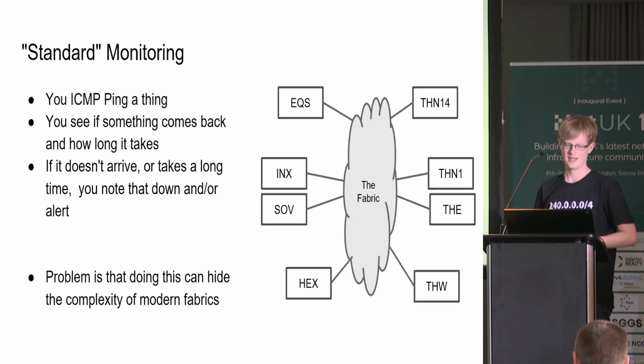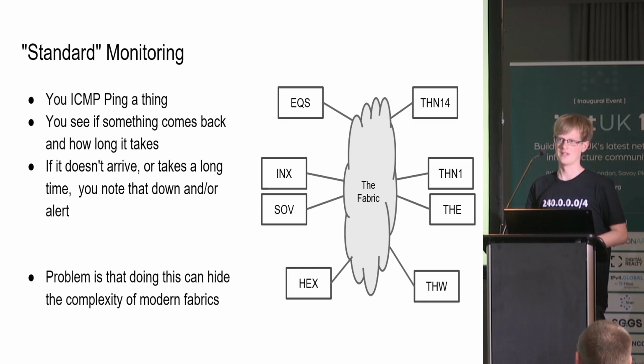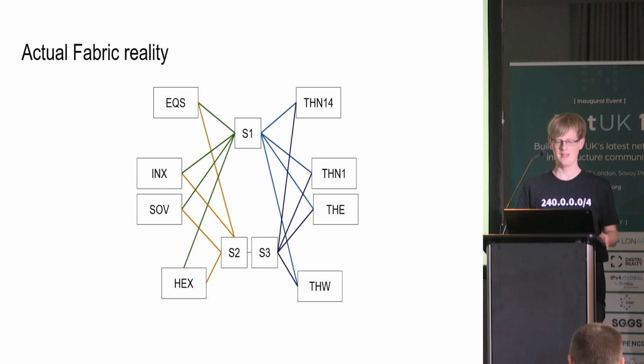Standard monitoring: you send an ICMP ping, it comes back, you see how long it takes, and you see if it did actually arrive. If stuff is broken on latency or on loss, then you raise an alert. The problem is, this quite seriously hides the complexity of modern day fabrics, especially Internet Exchange fabrics. So in reality, at least at LONAP, it looks like this.